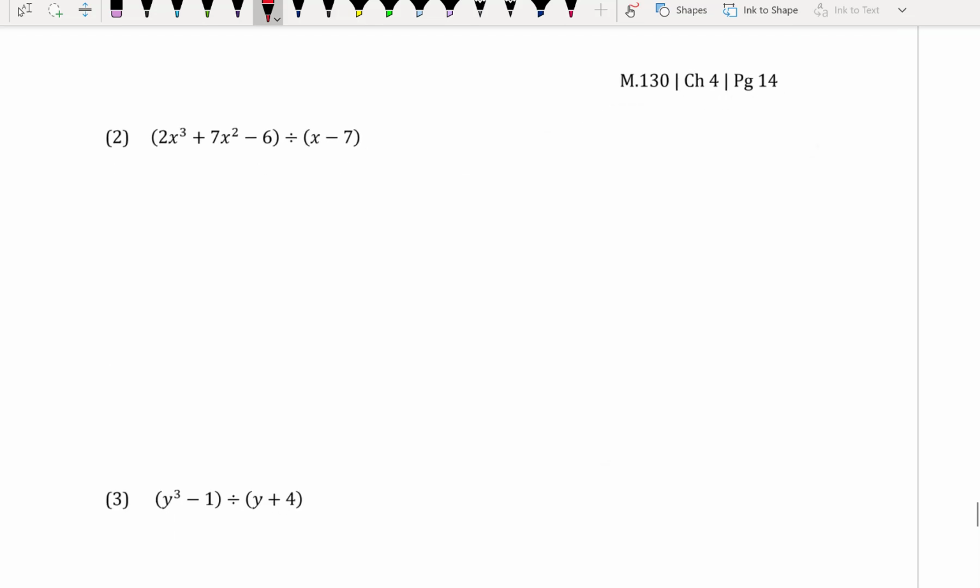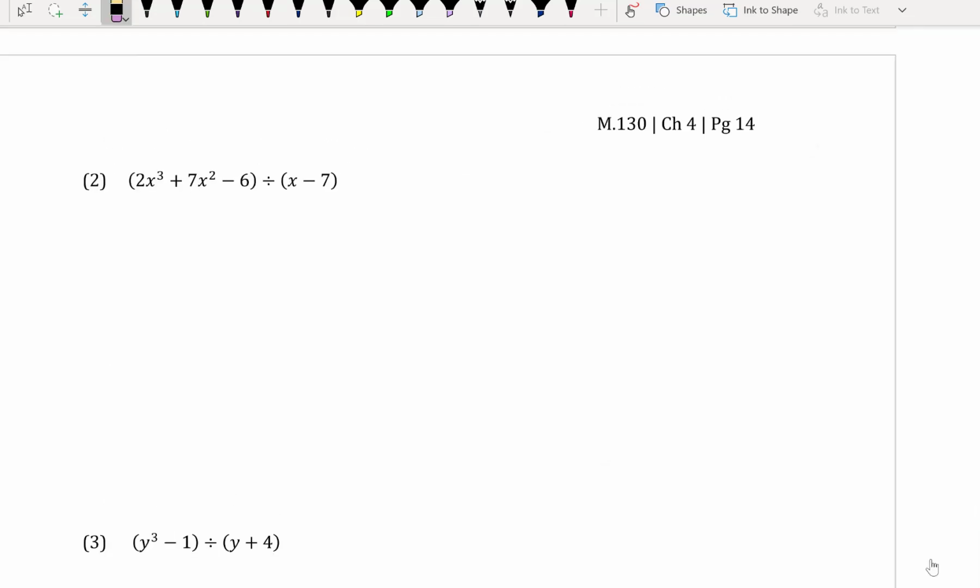Now for number 2, I'm going to rewrite this so I can have it in standard form. That is really important to write there. So I definitely still have my 2x cubed, that's fine, plus a 7x squared. But now I need that 0x. That is the term that is missing. And I have a minus 6.